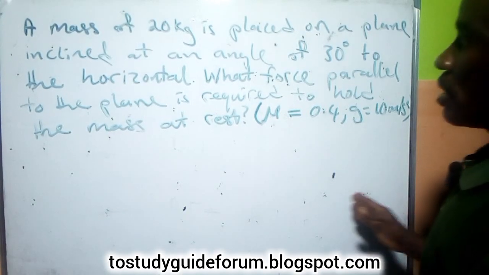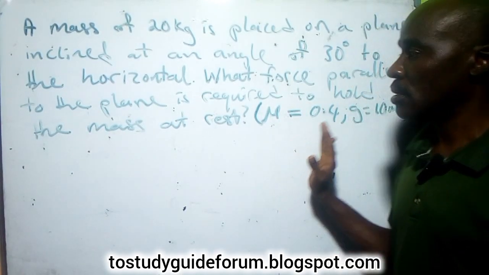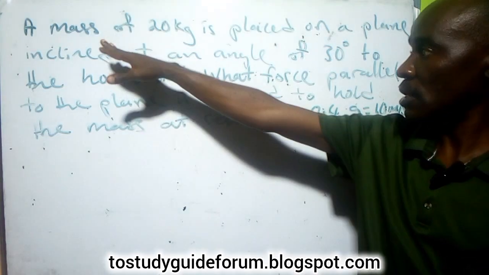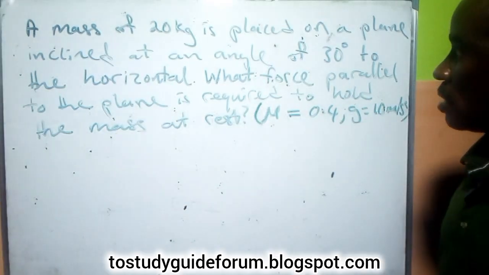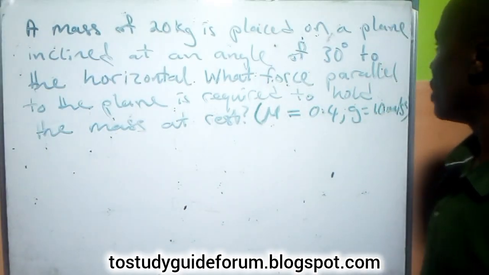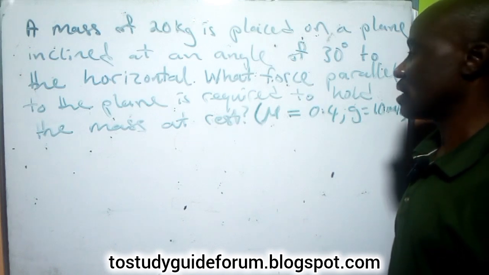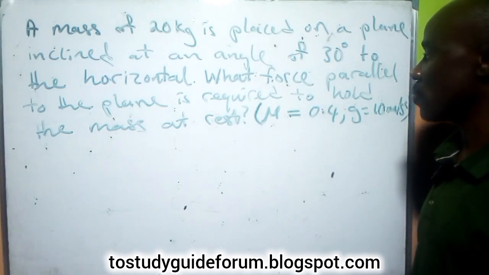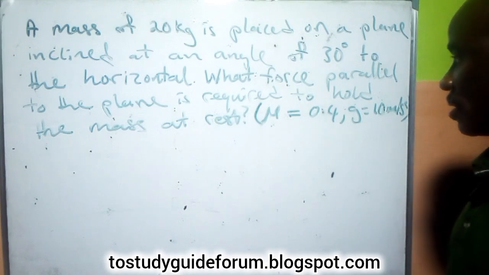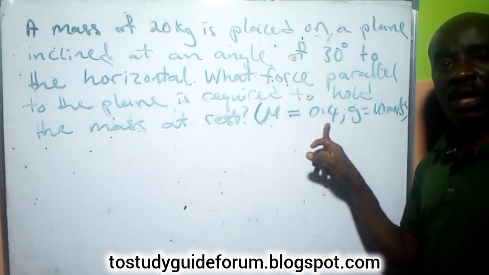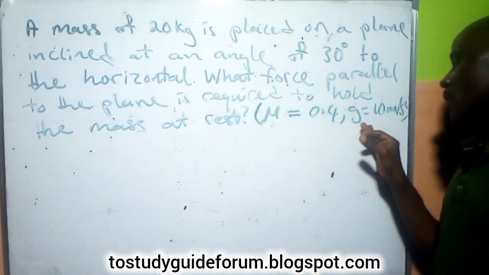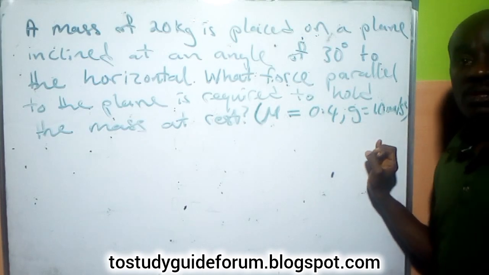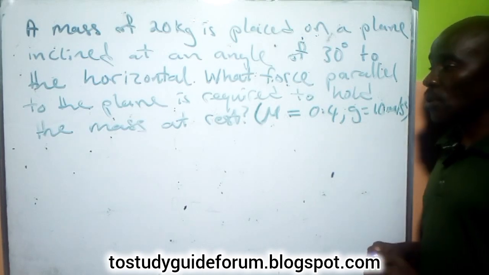So today we are looking at the force on a plane, frictional force on a plane. The question said a mass of 20 kg is placed on a plane inclined at an angle of 30 degrees to the horizontal. What force parallel to the plane is required to hold this mass at rest? We have coefficient of static friction to be 0.4 and our gravity to be 10 meters per second squared. So what do we do here?